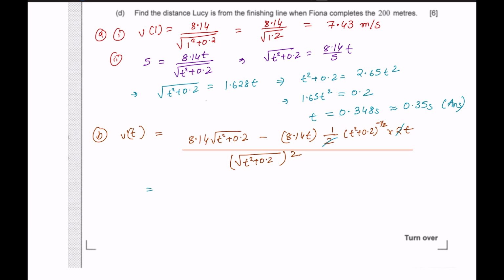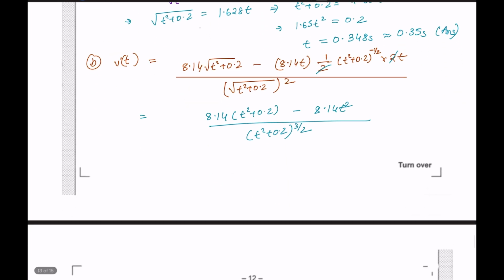And what I can do is I can multiply both the numerator and denominator with root t squared plus 0.2. So it'll give me 8.14 times t squared plus 0.2 minus 8.14 t squared divided by t squared plus 0.2 to the power of 3 by 2. Now, when I open this, I can cancel this out. So this becomes 8.14 times 0.2, so 1.628 divided by t squared plus 0.2 to the power of 3 by 2.